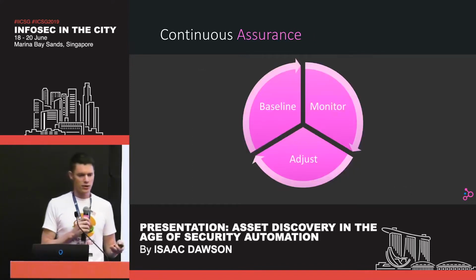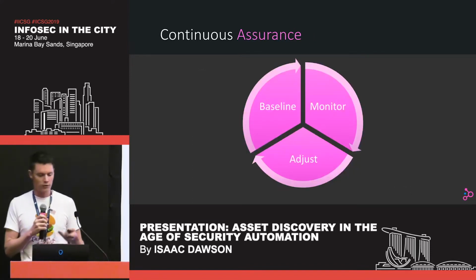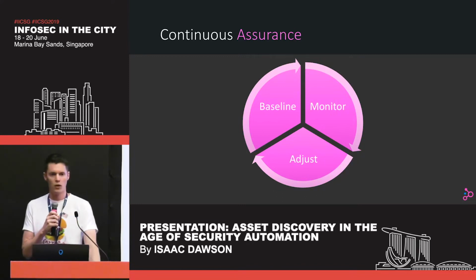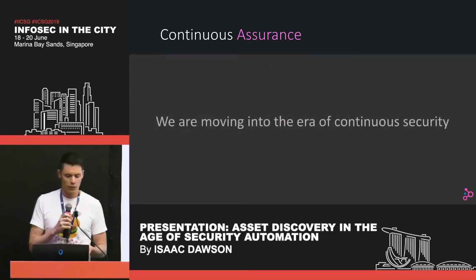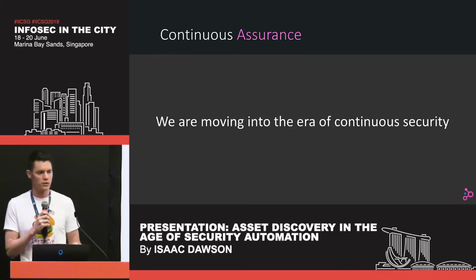And continuous security is becoming a large part of that. And there's this concept of continuous assurance, where you create a baseline of what you think is secure, you monitor it, maybe new features are released and you need to adjust your baseline. And it's just this model of continuous assurance. So all this is telling us is that we're moving into this era of continuous security.